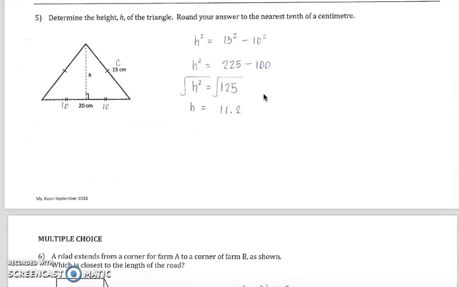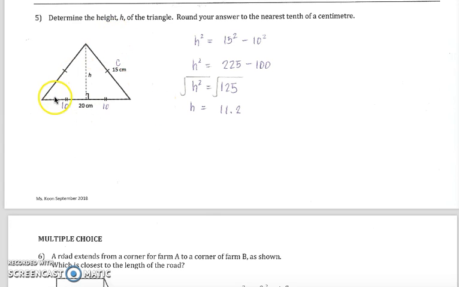Number 5. Determine the height h of the triangle. Round your answer to the nearest tenth of a centimeter. So nearest tenth means 1 decimal place. Take a look at this diagram.